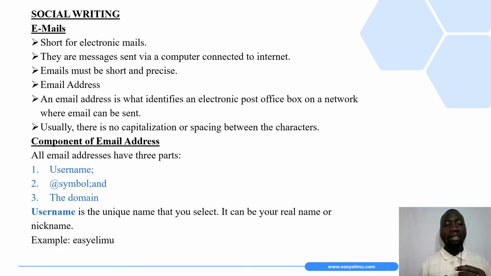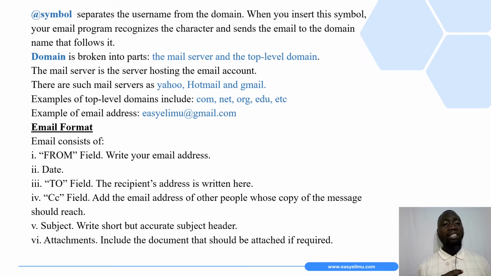So the next thing, that is the @symbol. This symbol separates the username from the domain. When you insert this symbol, your email program recognizes the character and sends the email to the domain name that follows it. So let's talk about this domain. We are told further that the domain is broken into parts. So we have the mail server and the top level domain.